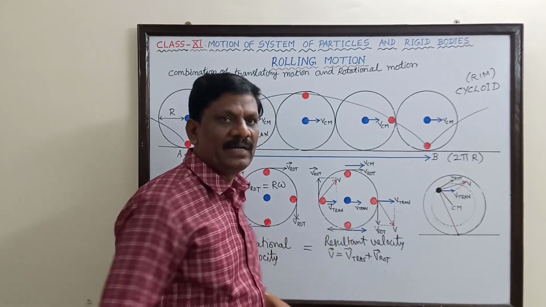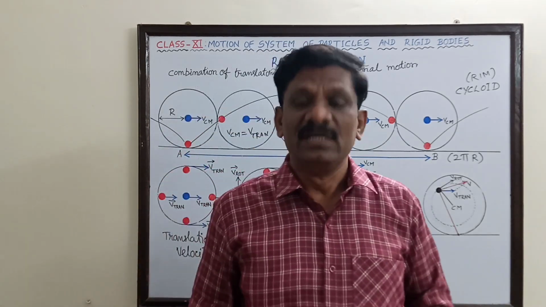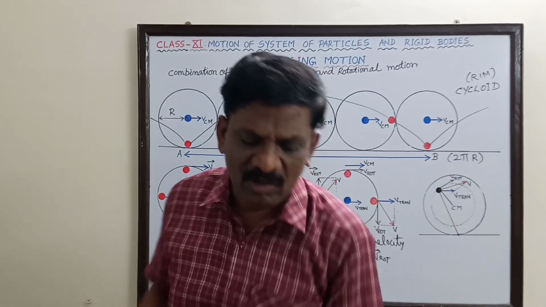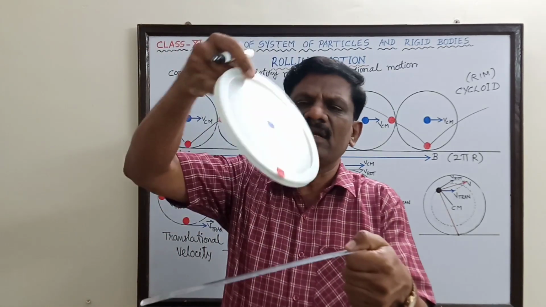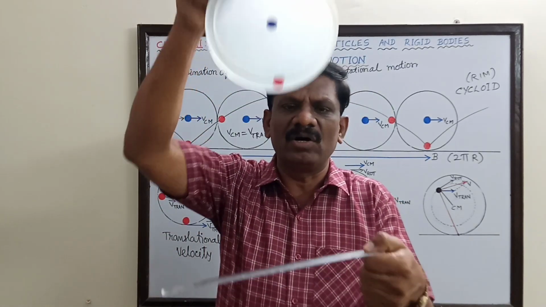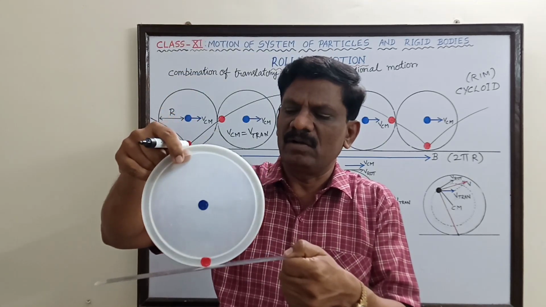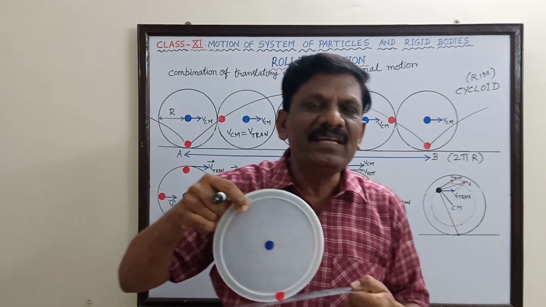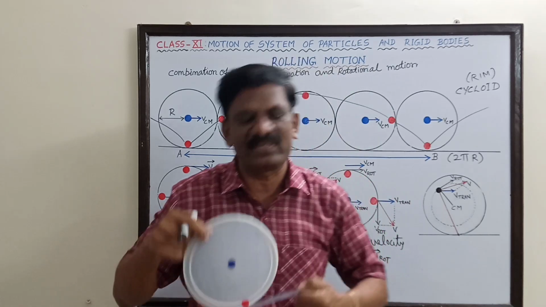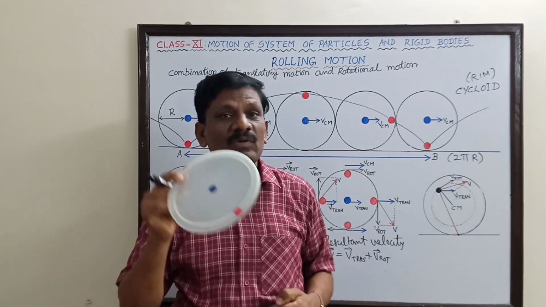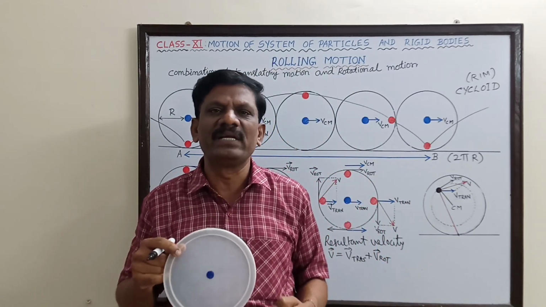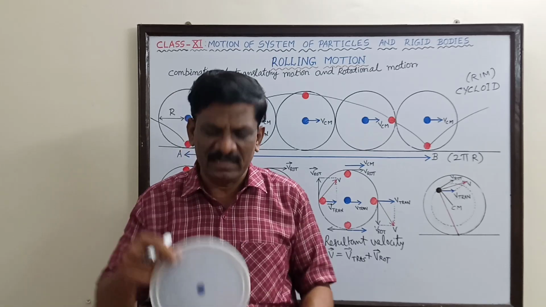this is to be understood very carefully. When the wheel is coming in contact, you see the red color dot. When it is coming in contact, momentarily it is at rest. You have to understand very carefully. It is not permanently at rest, momentarily at rest.